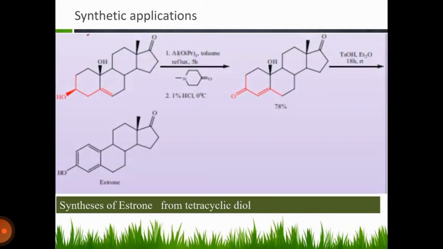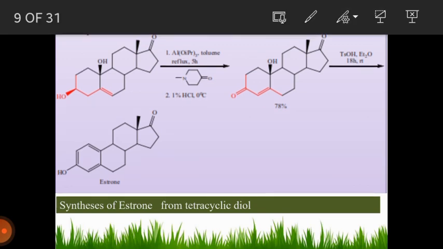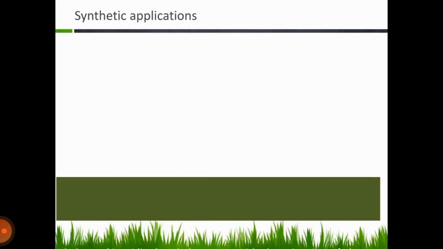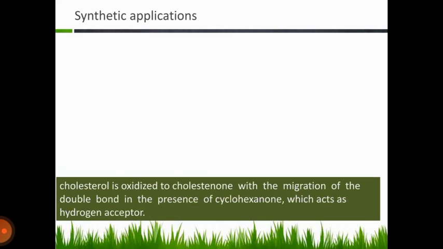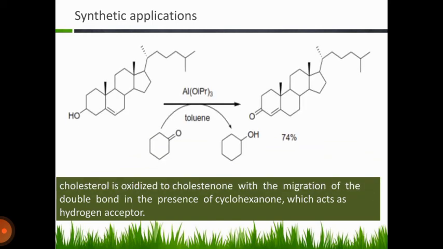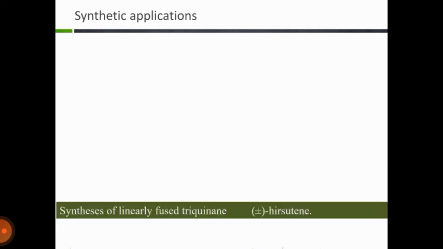What are the synthetic applications? Synthesis of estrone from a tetracyclic diol. You could see that the estrone is prepared, which is there at the bottom. Cholesterol is oxidized to cholestenone with migration of the double bond in the presence of cyclohexanone, which acts as the hydrogen acceptor. You could see this reaction. You need to write down all these reactions and check what all changes happened.